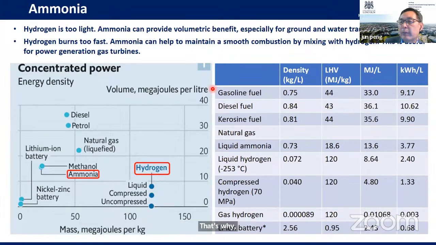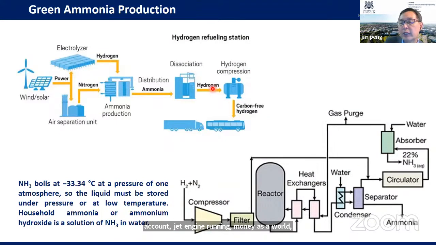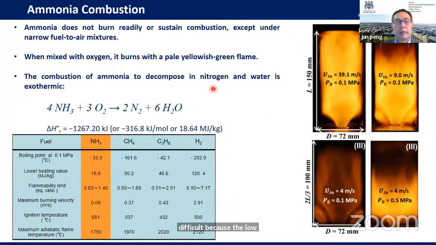We have only one example of ammonia for air transport and passenger car. Running a jet engine on ammonia is very, very difficult because of the high ignition temperature. Compared to hydrogen, ammonia has a lower heating value and the flammability limit is narrow. Also, the combustion ignition temperature is higher, and the burning velocity is lower. That's why running ammonia is more difficult.